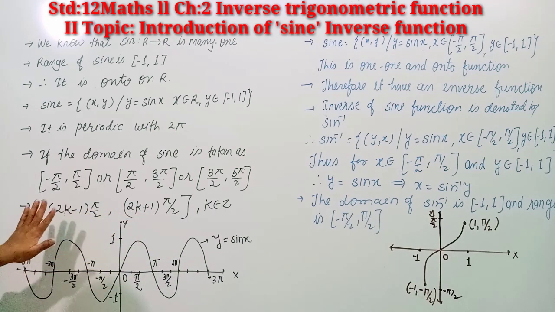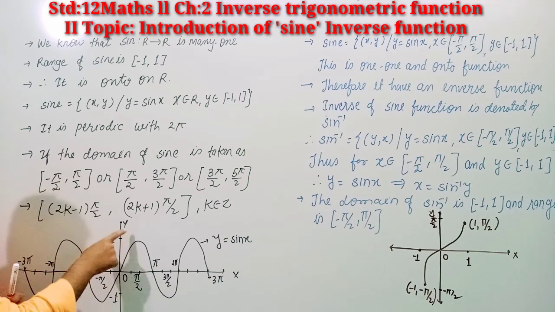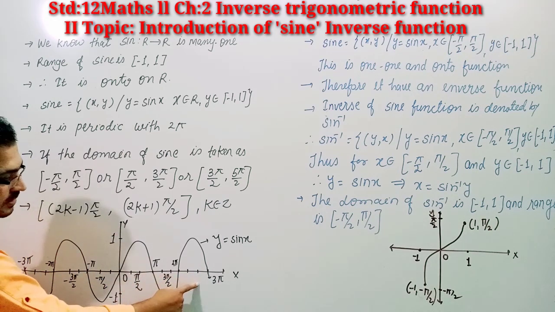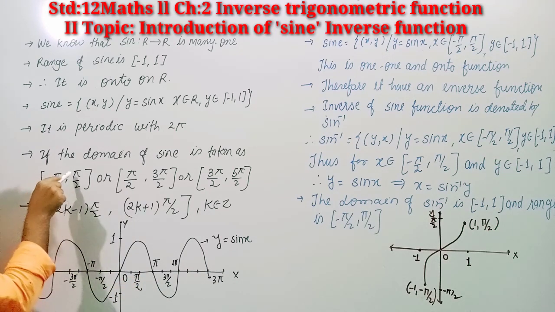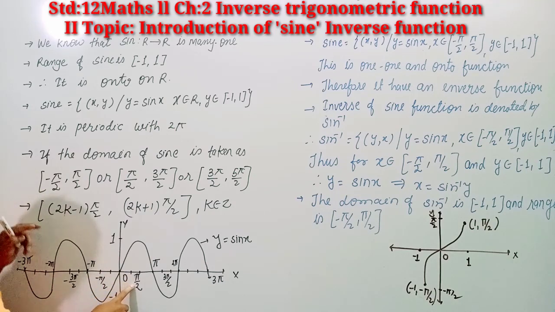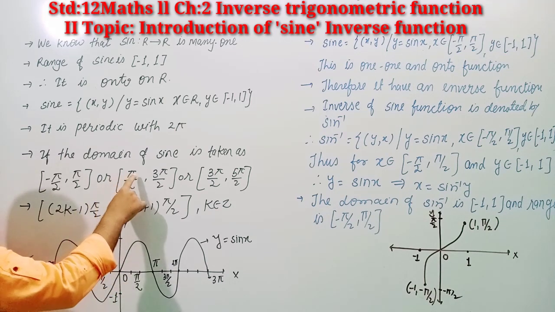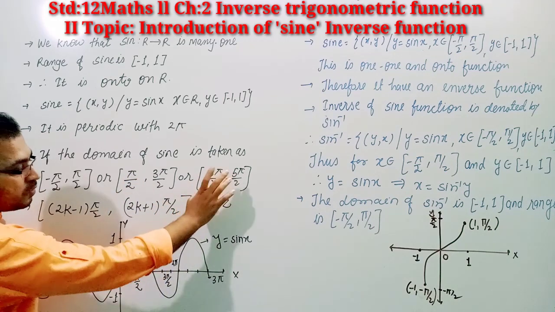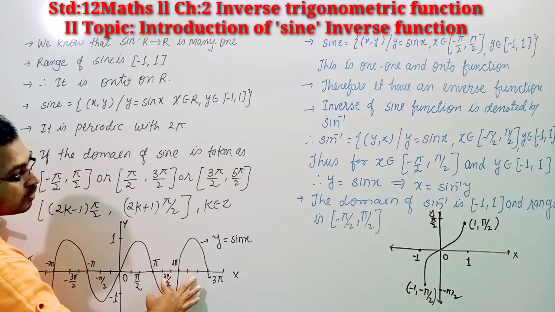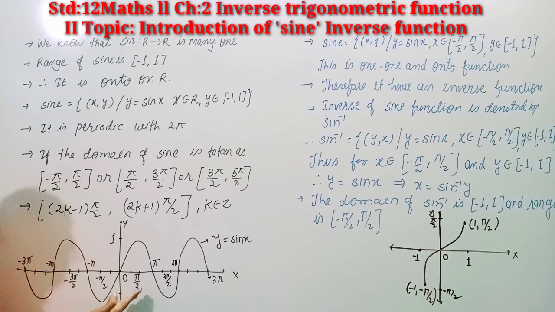Okay students, so here you can plot the graph. Y is the range, and a point on the x-axis is the domain. So the domain can be minus pi by 2 to pi by 2, or pi by 2 to 3 pi by 2, and 3 pi by 2 to 5 pi by 2. Similarly on the negative side, minus pi by 2 to minus 3 pi by 2, and minus 3 pi by 2 to minus 5 pi by 2.